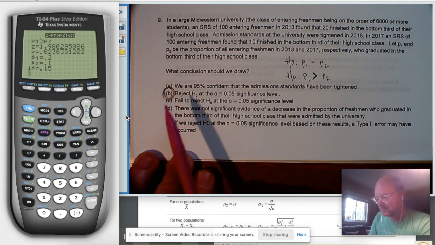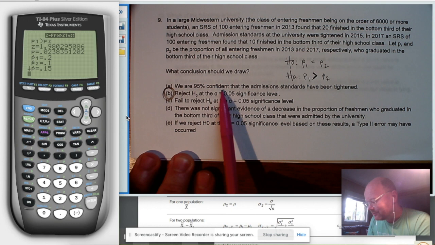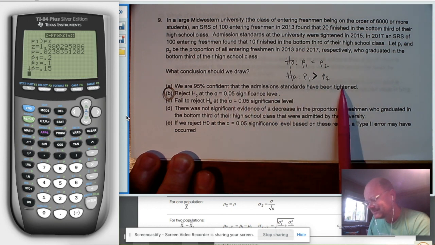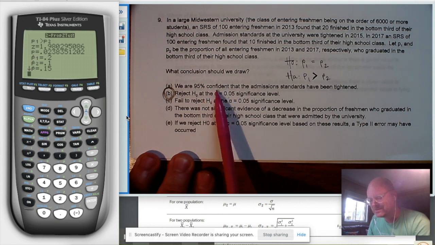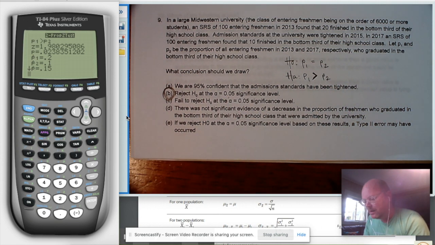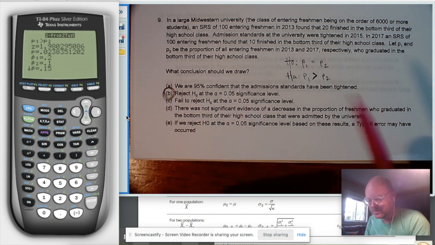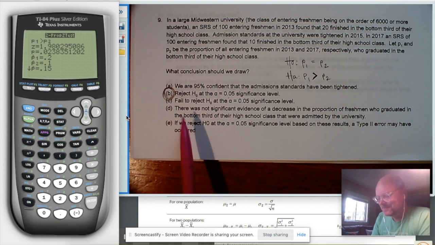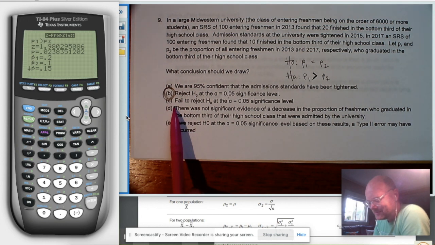We can talk about why A is wrong. We are 95% confident the admission standards have been tightened. That doesn't sound quite right. And 95% confidence intervals are 2-sided anyway. This is a 1-sided test. Obviously, B and C are opposites of each other. So C is not right.